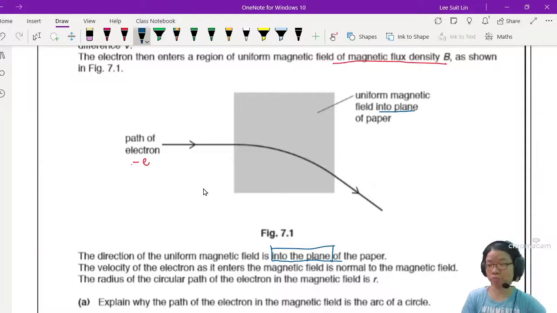So practice and learn to use your left hand to confirm the direction of force. Right now, my thumb is the direction of force, my pointing finger is the direction. Again, my image is flipped, so I guess I should be using my right hand then. My pointing finger is the direction of magnetic field, my middle finger is current.